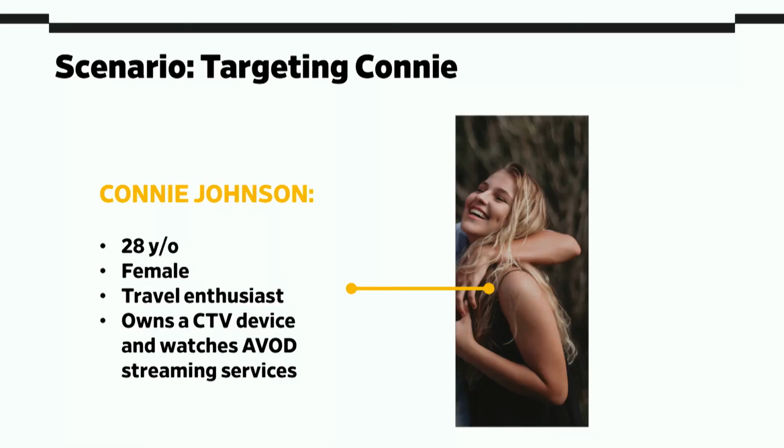So in this scenario, we have Connie, and we're going to try to target her. She is 28, she is female, she's a travel enthusiast, she owns a connected television device, and she streams advertising video on demand whenever she feels like it. She doesn't pay for subscription.